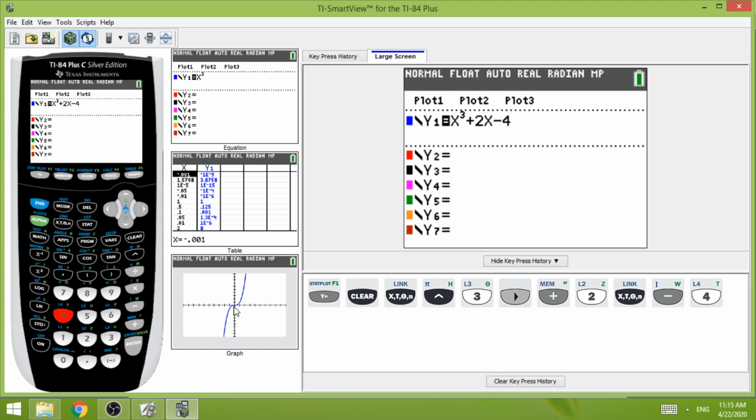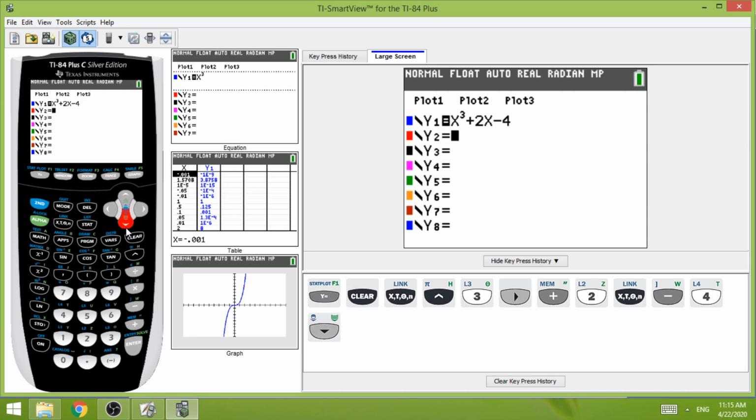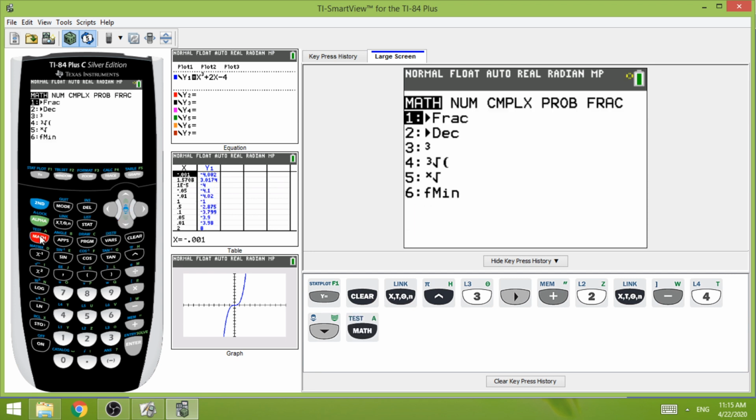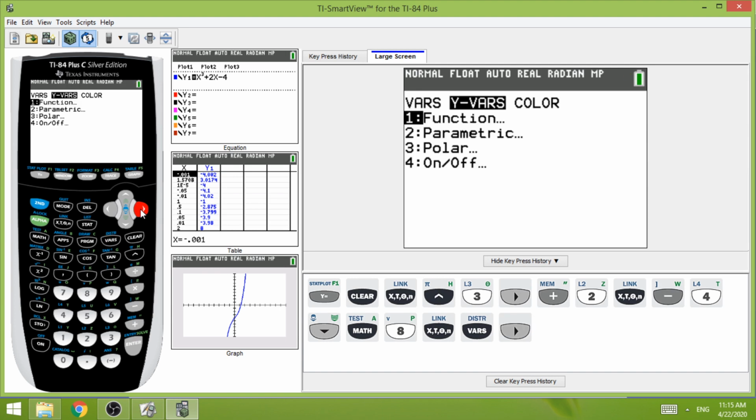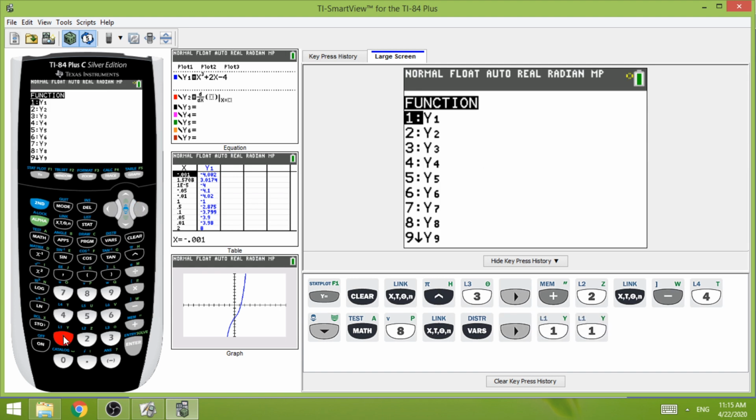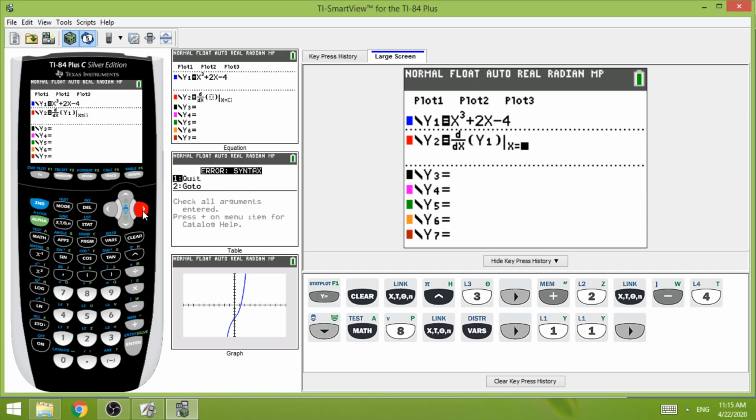So it looks like we do have some zeros here. So now the next one, you want to put in the derivative. For those of you wondering how to put in the derivative, you want to go to math, and then you see that number a right here. So deriv. So that means it's the derivative, d over dx, of the function. So the function would be vars, y vars, function, and y1. And we're taking the derivative with respect to x.